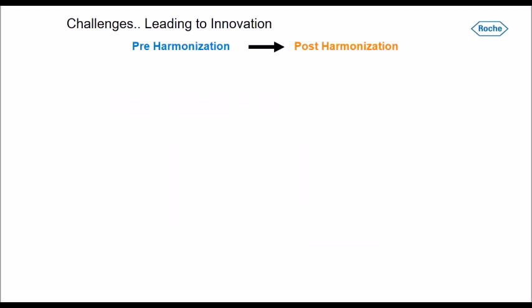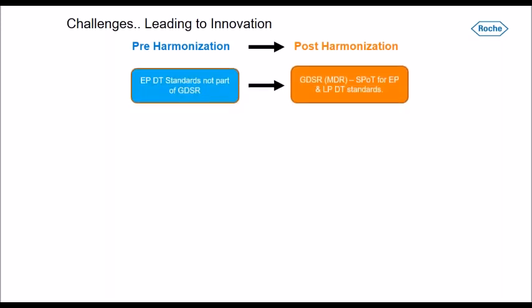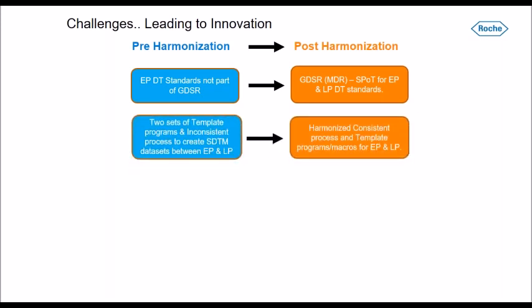So we had a lot of challenges, and we started working on it, and we came up with a lot of innovative solutions. Some were simple but very effective, to address all the challenges we faced. Our early phase data collection and tabulation standards were not in a metadata repository. So our first step was to include them, and our metadata repository is now a single point of truth for early phase and late phase data collection, tabulation, and analysis standards across the entire organization of Roche and Genentech.